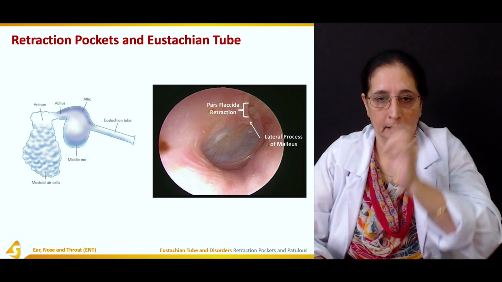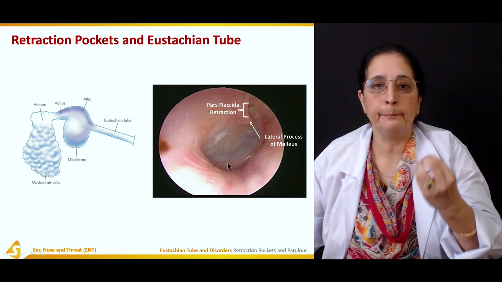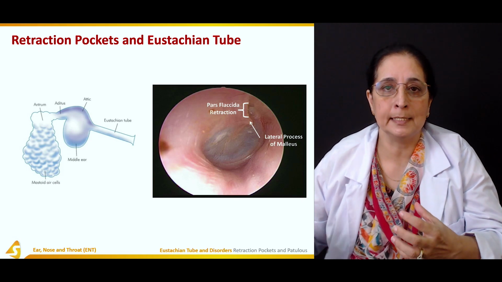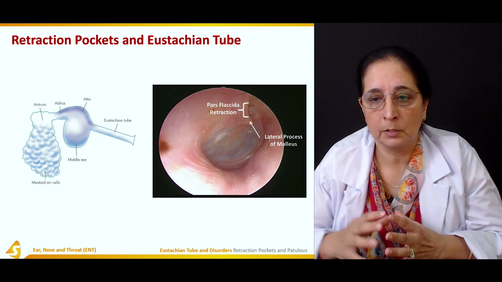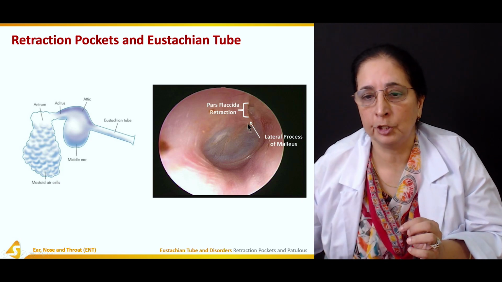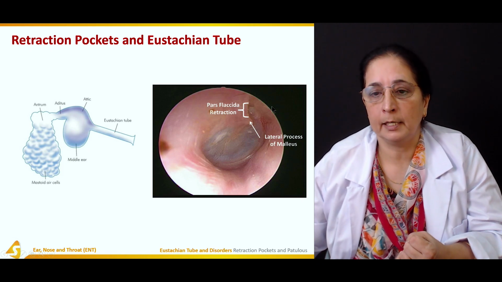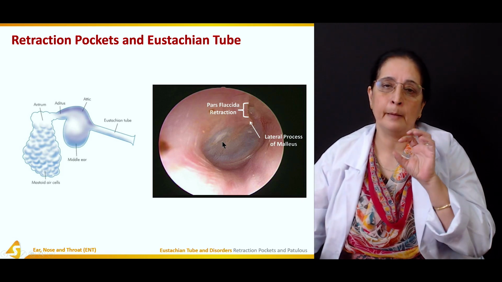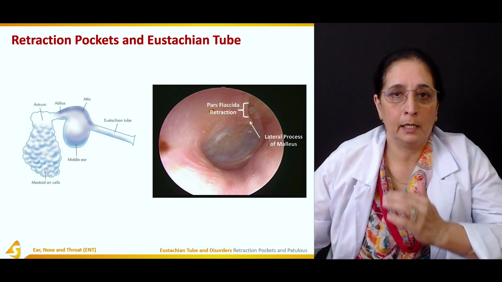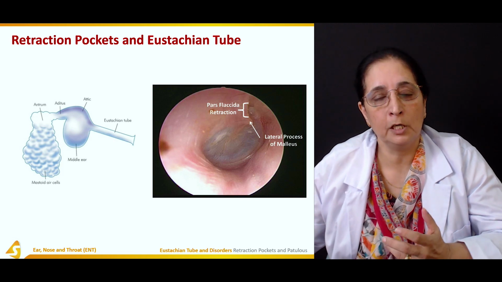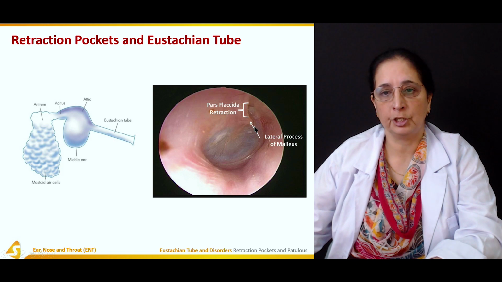Retraction pockets, these are the retraction pockets in which the tympanic membrane, when it is examined, is retracted backwards. So this is the picture on otoscopy of the retraction pocket. The tympanic membrane lies lower as compared to the other portion, or as compared to the normal positioning. So this is the retraction pocket.